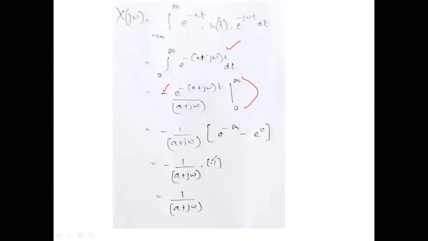And here, e to the power minus infinity minus e to the power minus 0. E to the power 0, this is 1. So we have minus 1. This term here is indicating 1 divided by e to the power infinity. 1 by e to the power infinity is 1 by infinity. 1 by infinity is how much? 1 by infinity is 0. So this term is straight away 0. This term is 1. 1 into minus 1 into minus 1 is equal to a plus 1. So we have this answer: 1 divided by a plus j omega.